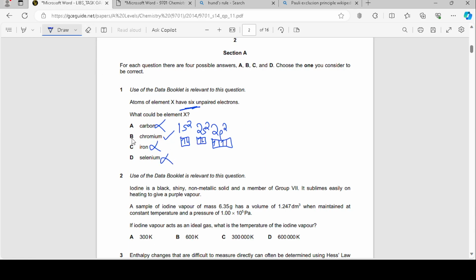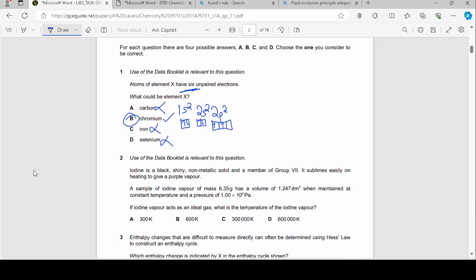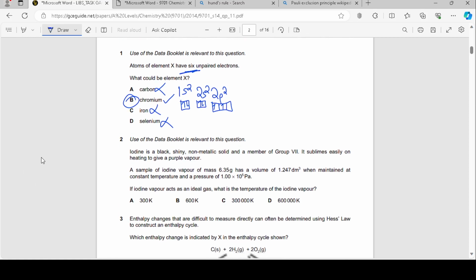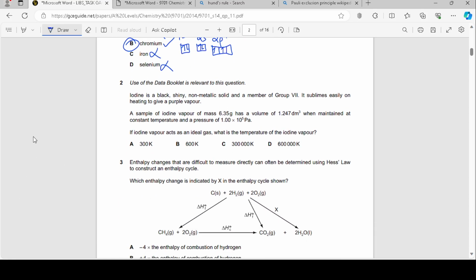So I'll cross it out, and then you only have chromium left over. That will be my answer. Anyways, let us go to the next question.